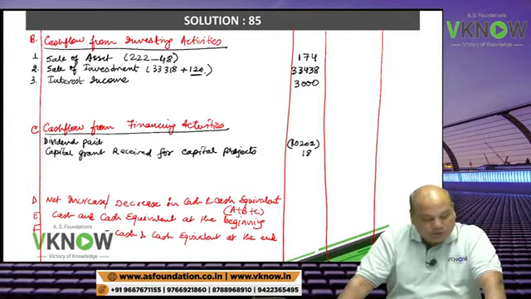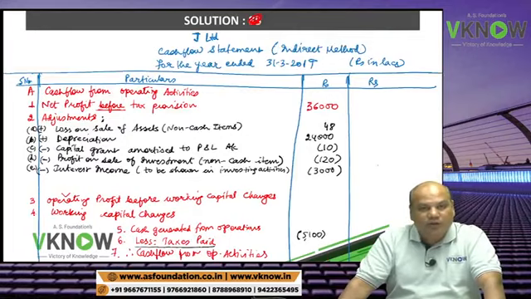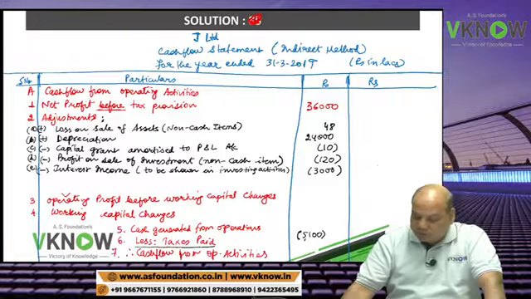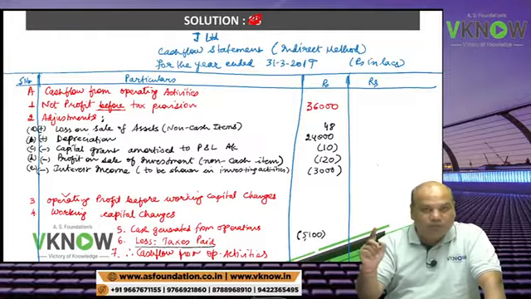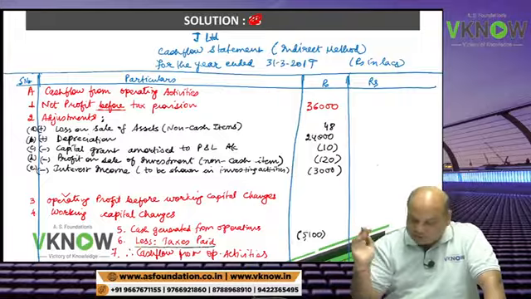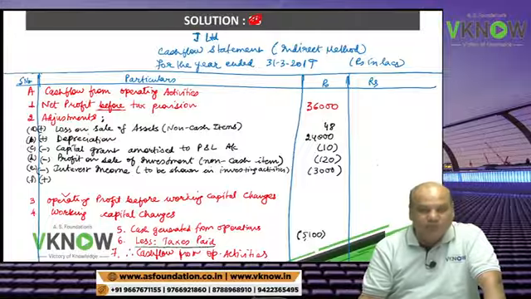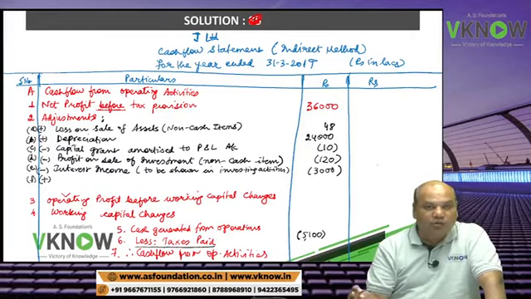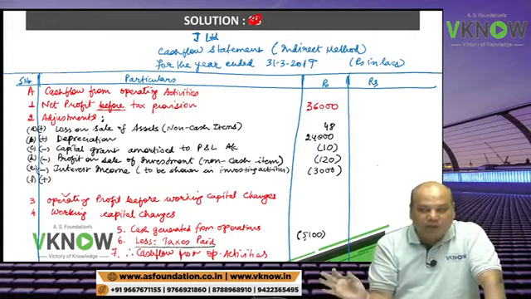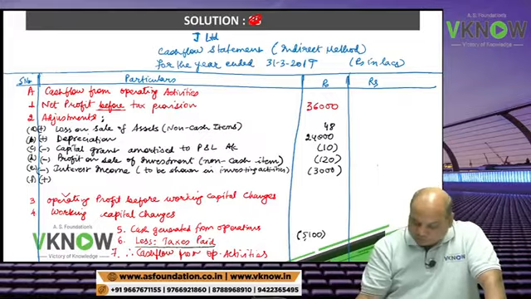Next point, interest expenditure debited to P&L account. So what I will do? First I will remove it from cash flow from operating activity and show it in financing activity. So point number F right here, because it is an expenditure, it was debited to P&L account. If it is debited to P&L account, I will add back in operating activity and I will deduct it in financing activity. So write down interest expense.